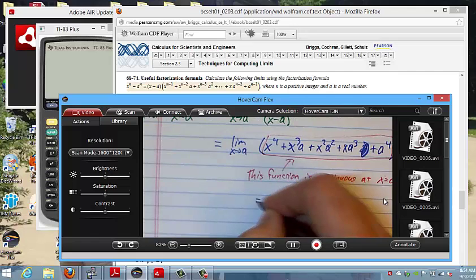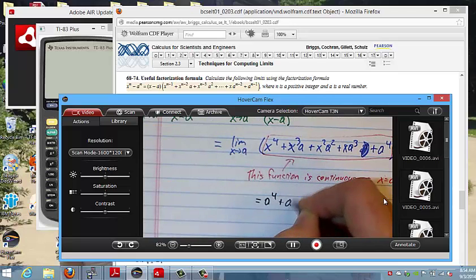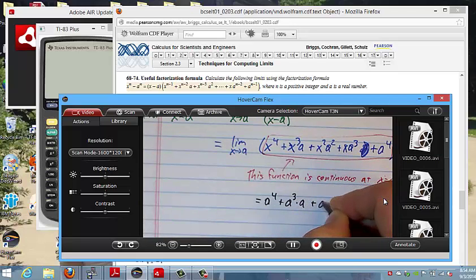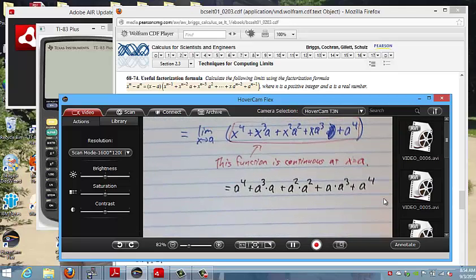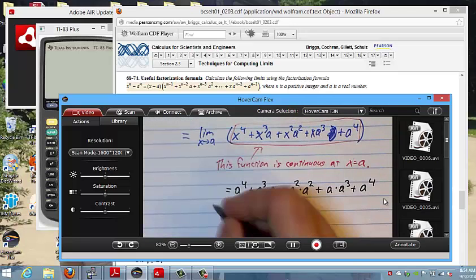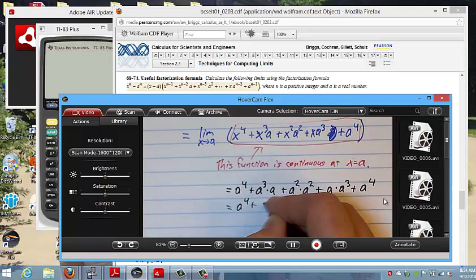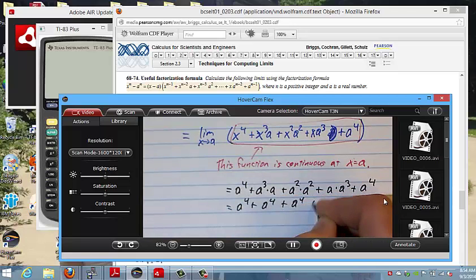We get a to the 4th. We get a cubed times a. We get a squared times a squared. We get a times a cubed, and we get, well, we already had a to the 4th there. So what do you have? A to the 4th plus a to the 4th plus a to the 4th, and so on. So what do we get? 5a to the 4th. And I think that's the answer in the back, right? That should be the answer.